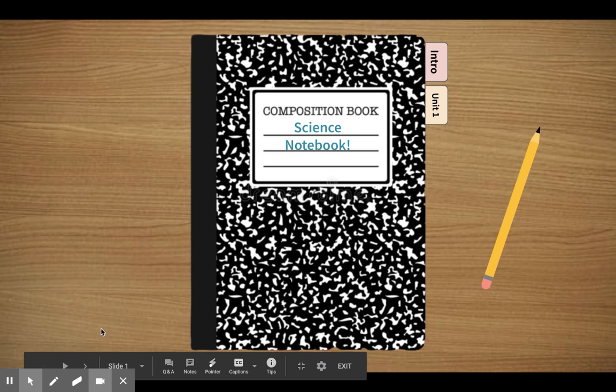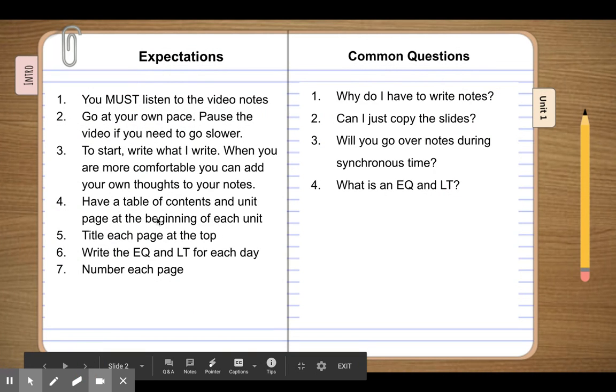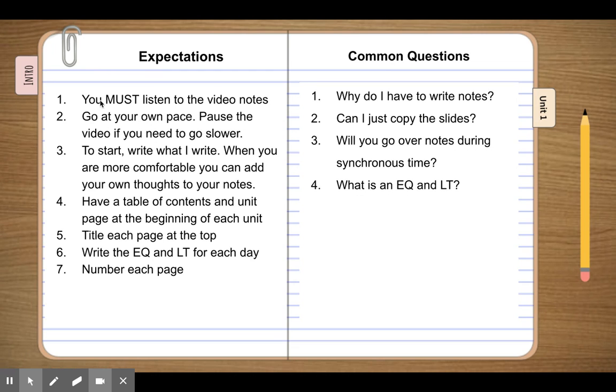Hi, today I'm going to show you how to set up your science notebook. So first, some expectations for this notebook. 1, you must listen to the video notes. So good job, you're already starting with that.